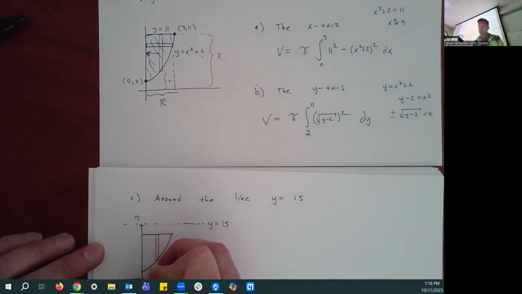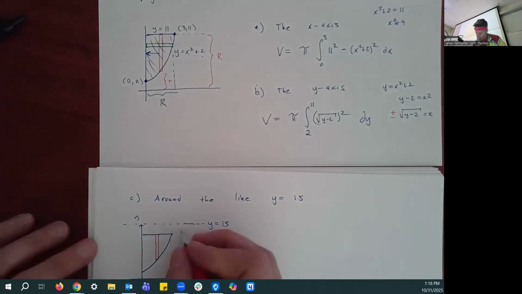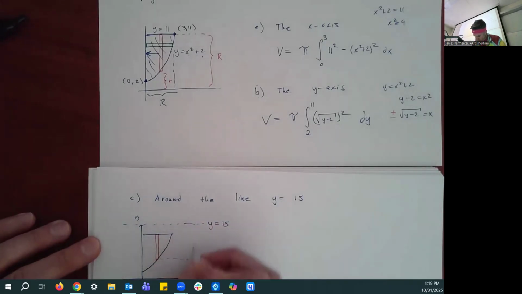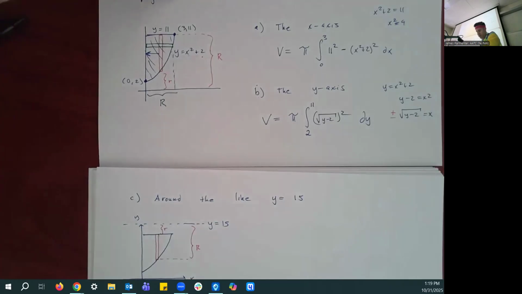Does my strip touch my axis of rotation? Yes or no? No, definitely not. So if your strip doesn't touch your axis of rotation, we know it's the washer method. My outer radius is that. My inner radius is that.